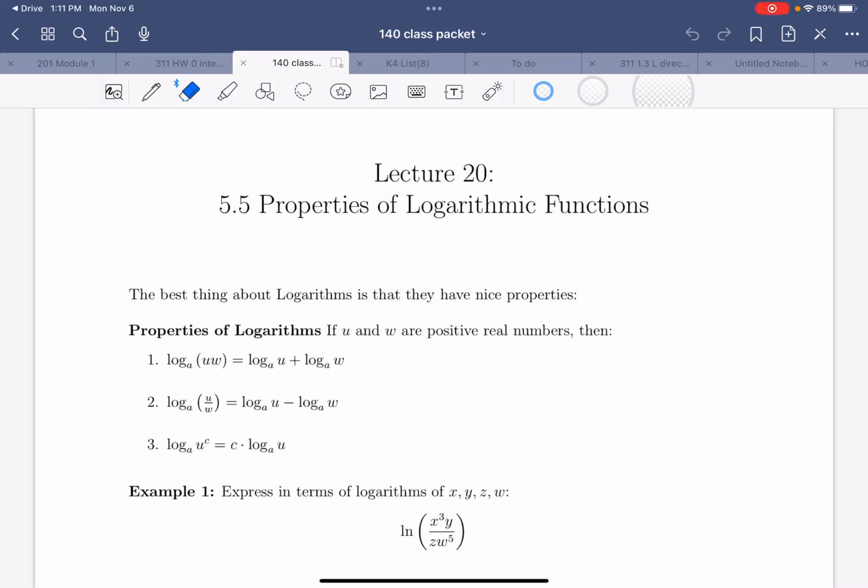Hi, all. This is lecture 20 on section 5.5, properties of logarithmic functions. So I know logarithmic functions are new to you, or relatively new, but they have some really nice properties, and this is why we like to use them in calculus for various things. And those properties are right here.